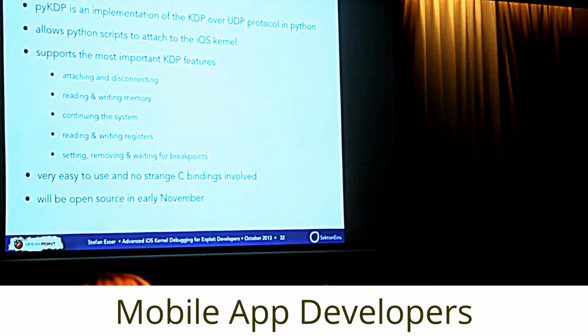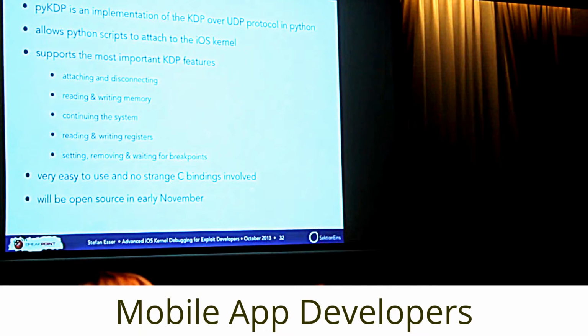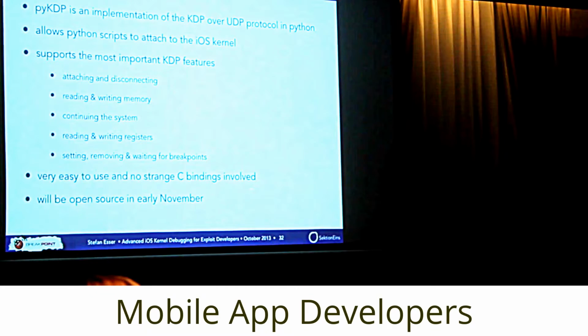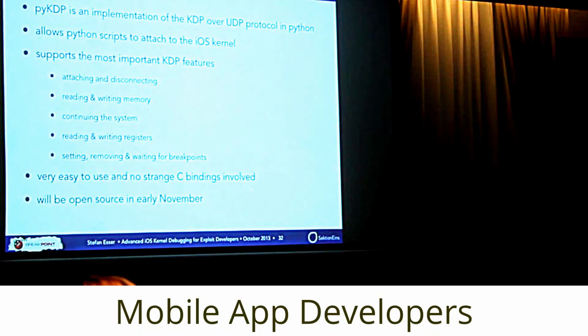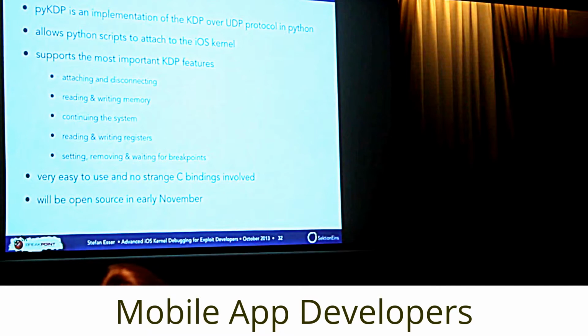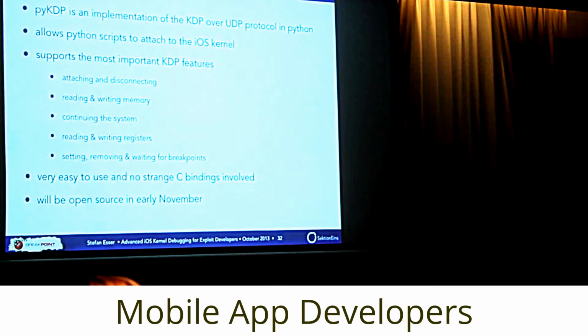Aside from that, you have all the normal features. You can attach and disconnect, you can read or write memory, you can set the breakpoints and say please continue execution, you can read and write the registers, and so on. Because it's just pure Python that speaks UDP over sockets, there's no strange C bindings involved, so you don't have to install a bunch of stuff to get it working. It's just one Python file that you include.